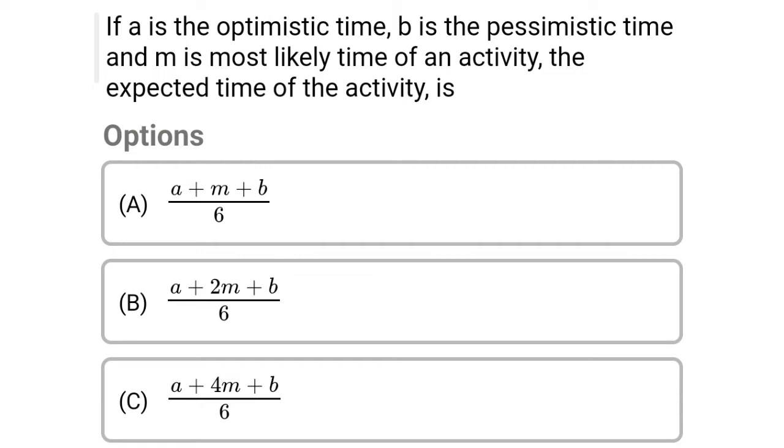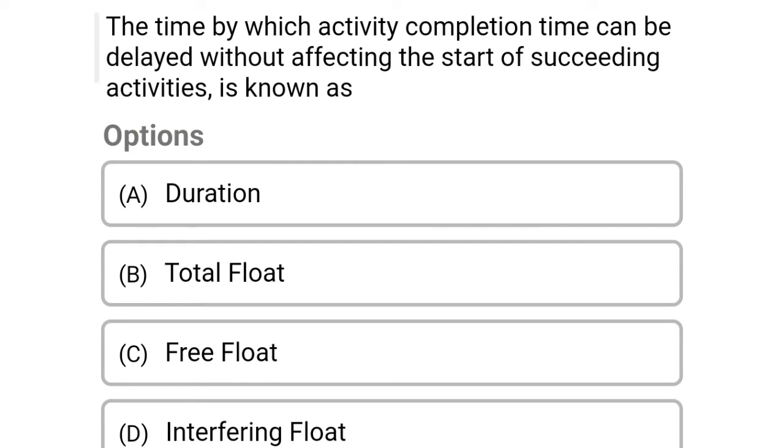So the correct answer is option C, A plus 4M plus B divided by 6. So next question, the time by which activity completion time can be delayed without affecting the start of succeeding activity is called option A, duration, option B, total float, option C, free float, option D, interfering float. So the correct answer is option C, free float.